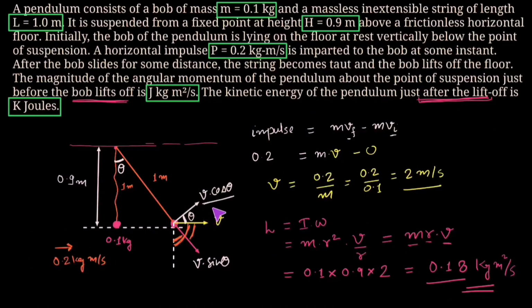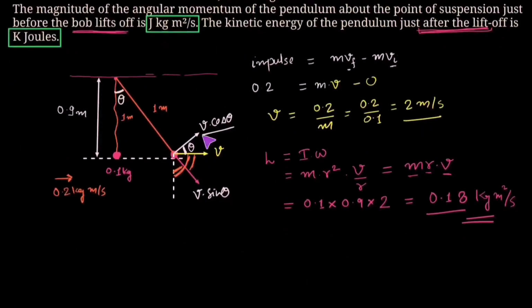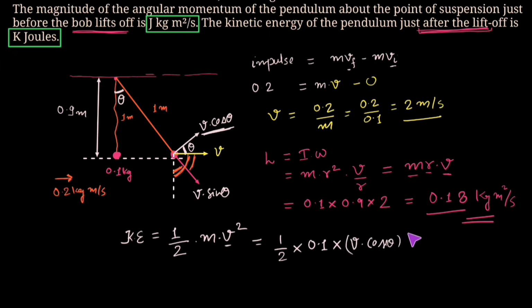So as we have to find out the kinetic energy just after the liftoff, only this v cos theta component of this velocity v would be causing the kinetic energy after the lifting off. So we have to simply use v cos theta in the formula of kinetic energy. So kinetic energy is given by half into m v square. So here this would be half. The mass is 0.1. In place of velocity, we have to keep this v cos theta. So this would be v times cos theta square.